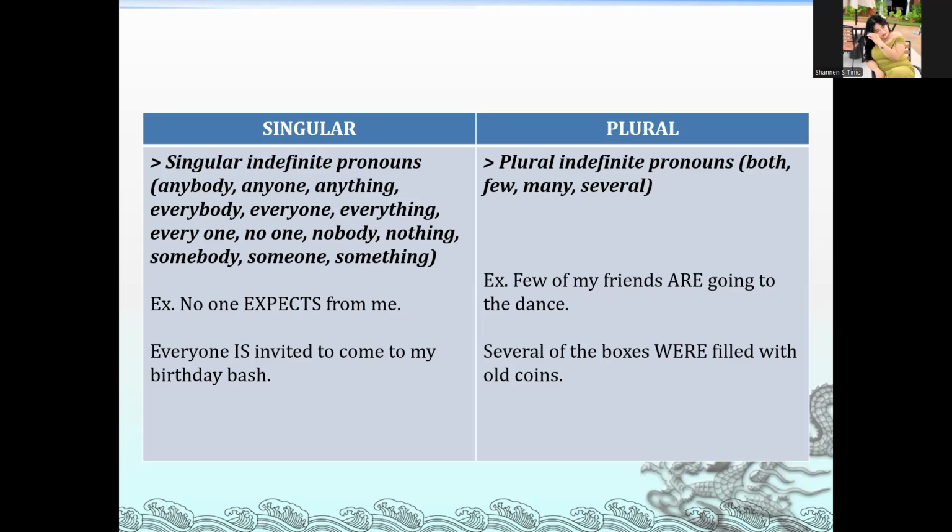Many of the boys were struggling with their physics subjects, something like that.